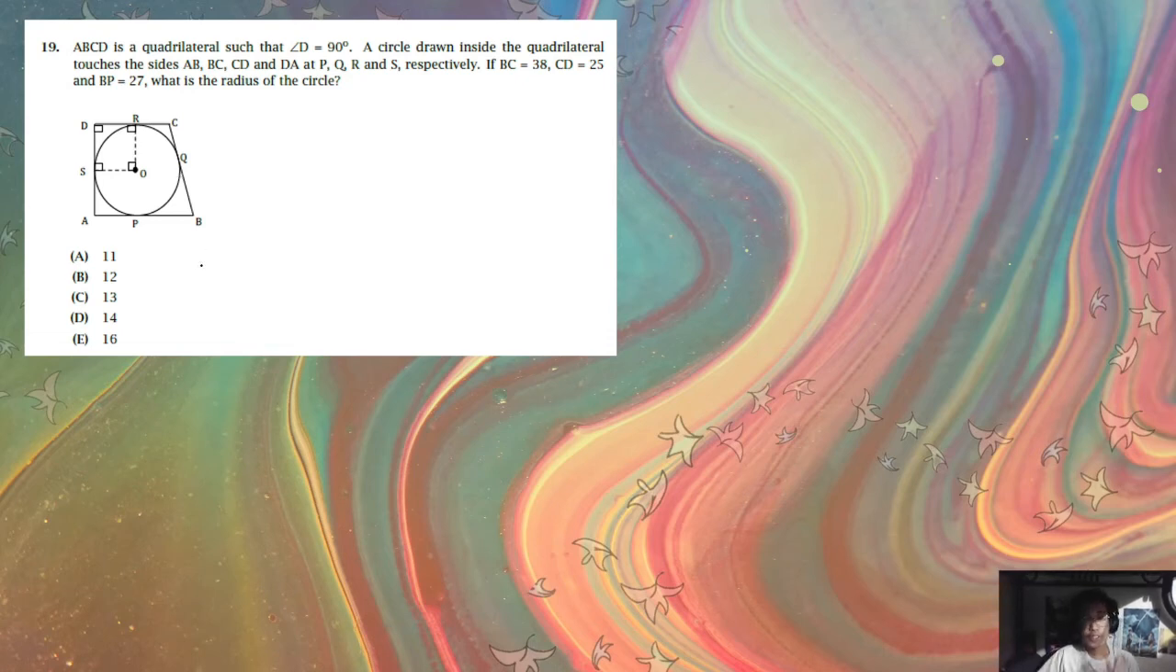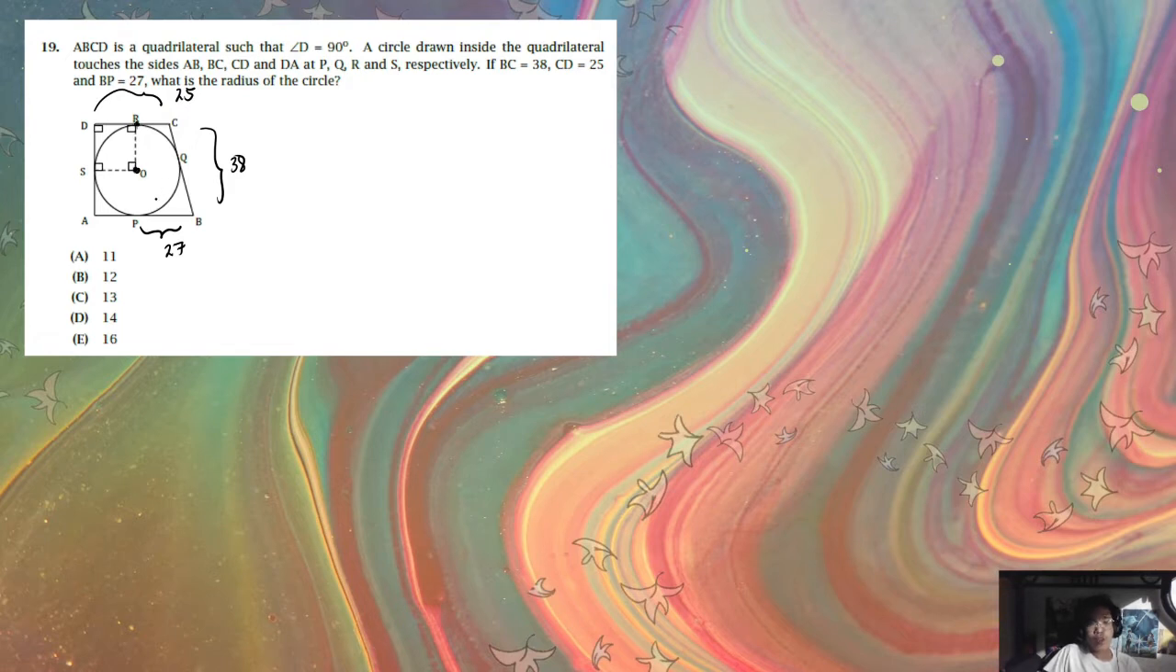Okay, so for our third problem for our lessons 4 and 5, triangles and quadrilaterals, let's try this question. ABCD is a quadrilateral such that the measure of angle B is equal to 90 degrees. A circle is drawn inside the quadrilateral, which is a trapezoid, that touches the sides AB, BC, CD, and DA at P, Q, R, S respectively. If BC is equal to 38, and CD is equal to 25, and BP is equal to 27, what is the radius of this circle?